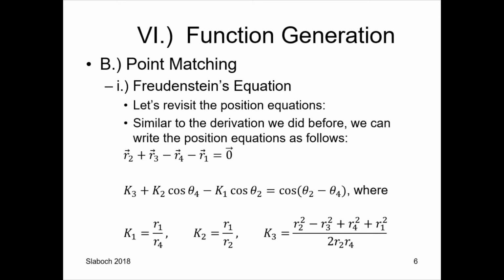So these are the key equations here. There's the vector loop position equation, and then there's Freudenstein's equation, which is this big long thing over here with the cosines and the k's. So the k's are actually ratios of the link lengths. So one of the link lengths, you just have to choose.